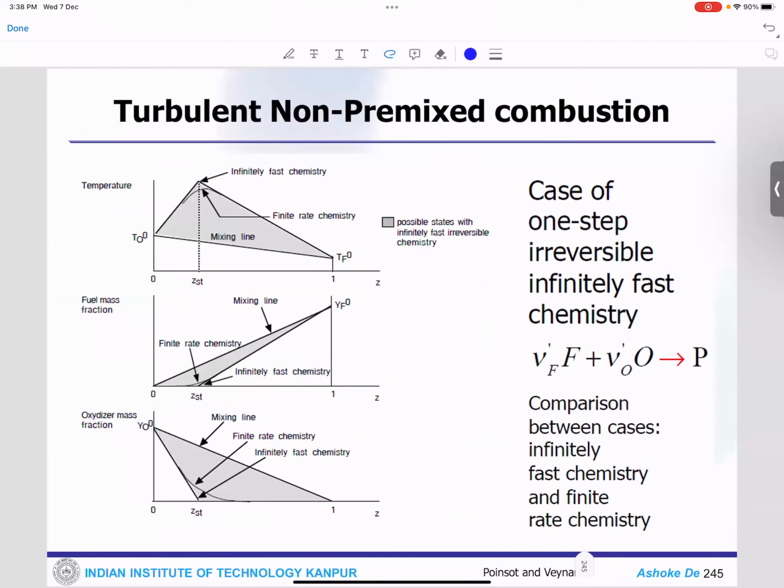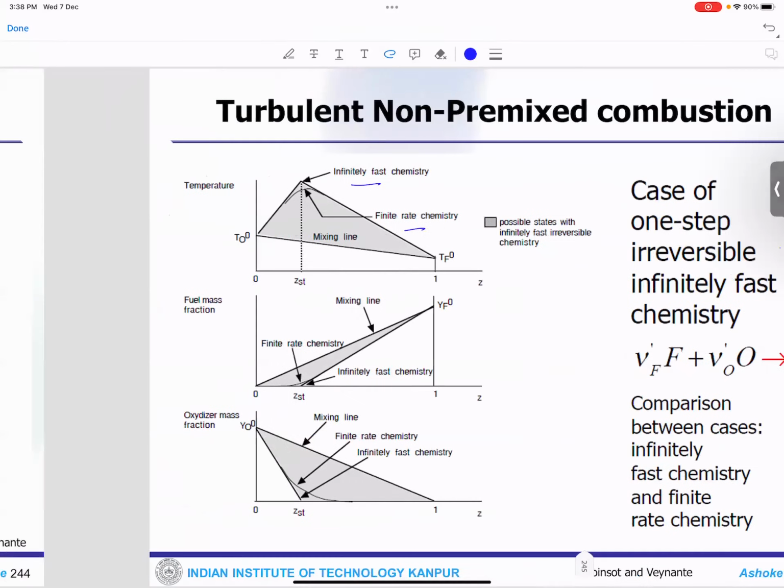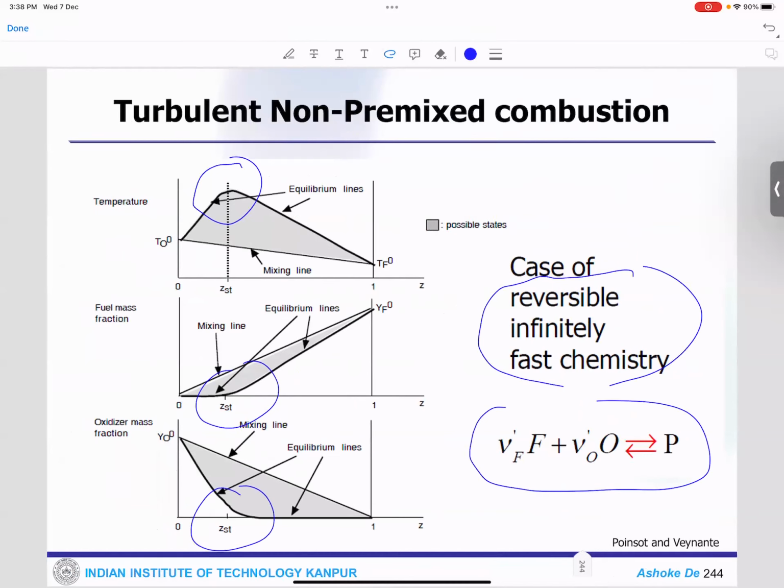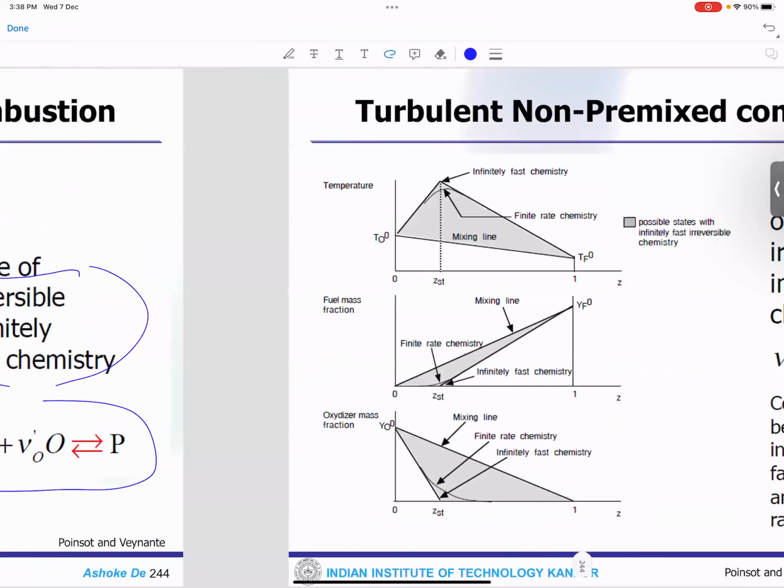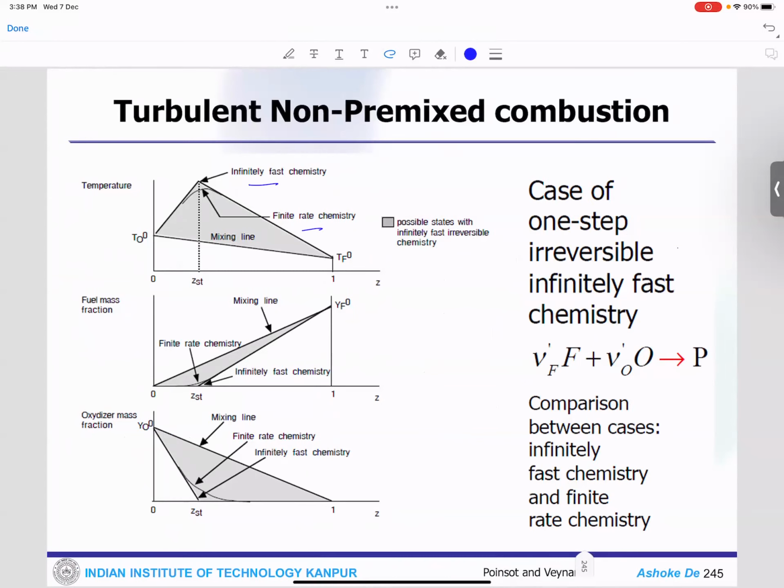Now, if you have irreversible infinitely fast chemistry, here you can compare. You see this is infinitely fast chemistry, and what happens if you have finite rate chemistry? A finite rate chemistry cannot get you back that kind of sharpness in the temperature. And why is the finite rate chemistry going to be like that? Clearly you can see the similarity between these, because there could be some situation or some products which are going to absorb some heat and things like that.